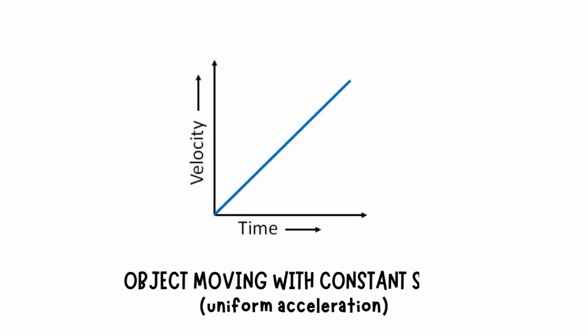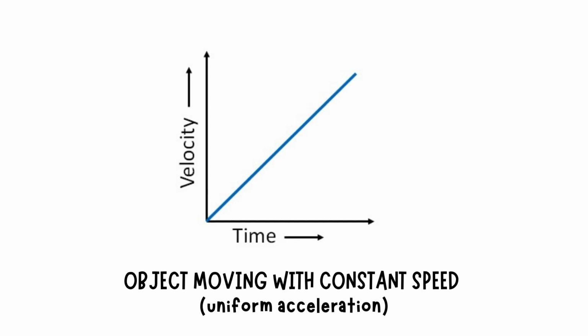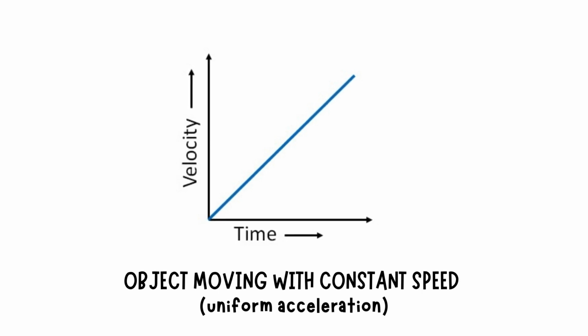When the acceleration is constant, and the initial speed of the particle is 0, the speed of the particle will increase linearly. As shown in the figure, the speed of the particle will increase linearly with respect to time. The slope of the graph will give the magnitude of acceleration.